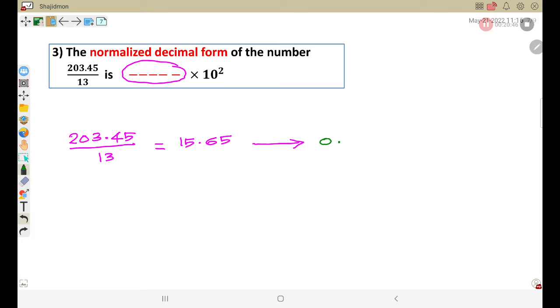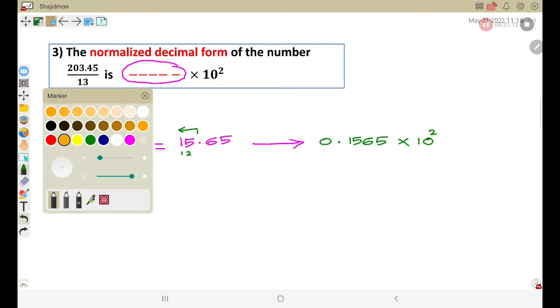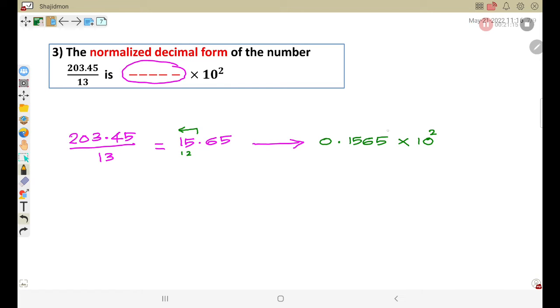Starting with 0, 0.1565, all the digits we have written, multiply 10 power, already given in the question. Anyway, we can check here, before the point how many numbers? We have 2 numbers before the point. So we can write multiply 10 power 2. That is the normalized form. In the question, it is asked what is this number only, this part. So that part answer is 0.1565. I hope you are clear on this one.